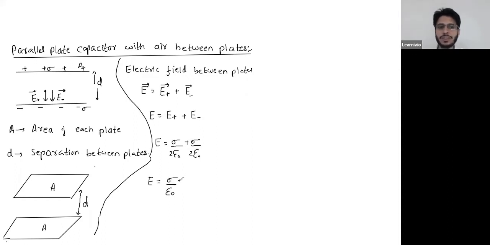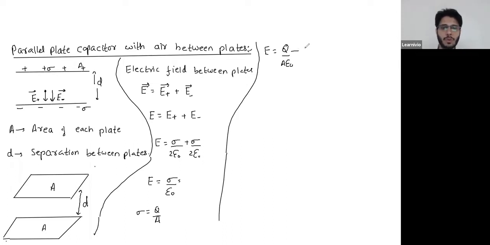In the next step, you can just substitute the value of sigma. You can simply write sigma as Q by A. If I substitute the value of sigma here, the expression of field comes out to be Q over A epsilon naught. That is equation number one. So in all derivations, in all calculations of capacitance, the first step is common. First of all, you have to calculate the electric field between the plates.